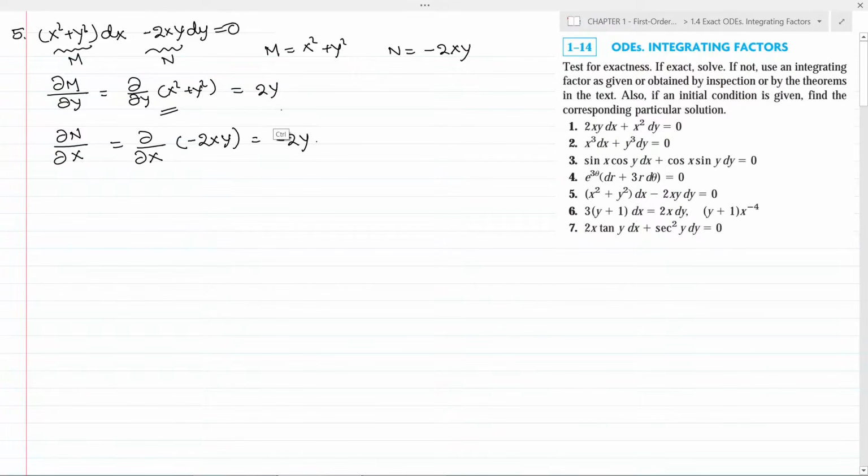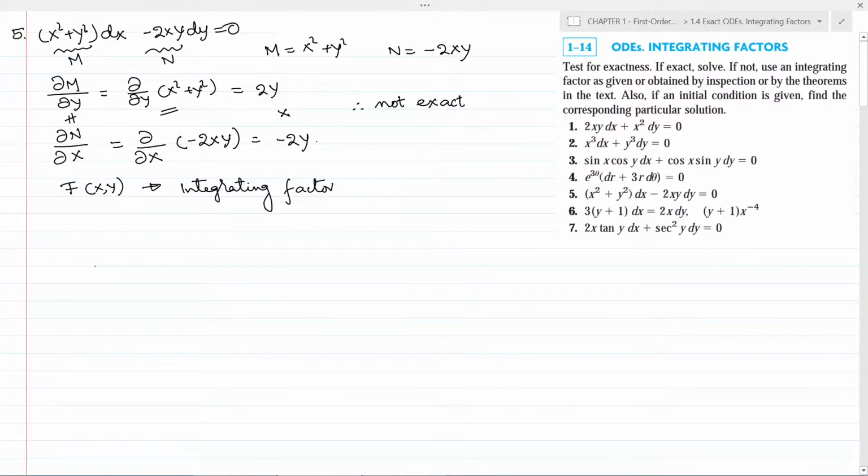So, we see that del M by del y is not equal to del N by del x. So, these are not equal. That means the differential equation is not exact. Now, as we had discussed in the starting of the chapter, since the differential equation is not exact, we have to find the integrating factor. Now, let us assume f of x y, a function, as the integrating factor.